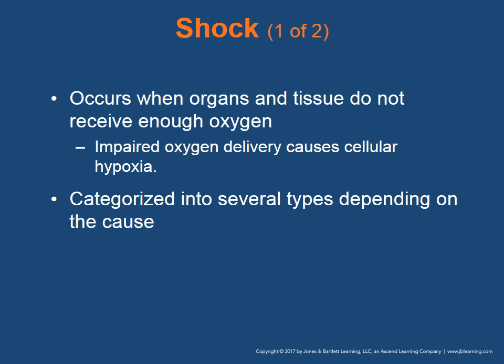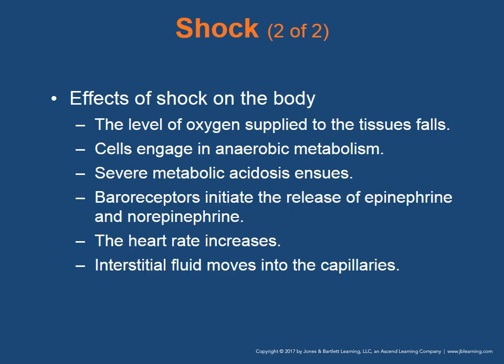Shock occurs when organs and tissue do not receive enough oxygen. Impaired oxygen delivery causes cellular hypoxia, categorized into several types depending on the cause. So we'll spend a lot of time talking about shock later on. But if your body is not receiving enough oxygen, then you have hypoxia. Now, if you're hypoperfused, it could be because you don't have enough blood to carry the oxygen, or there's not enough oxygen in the blood.